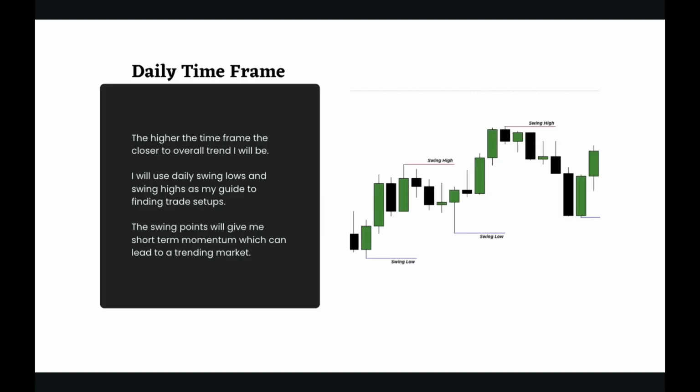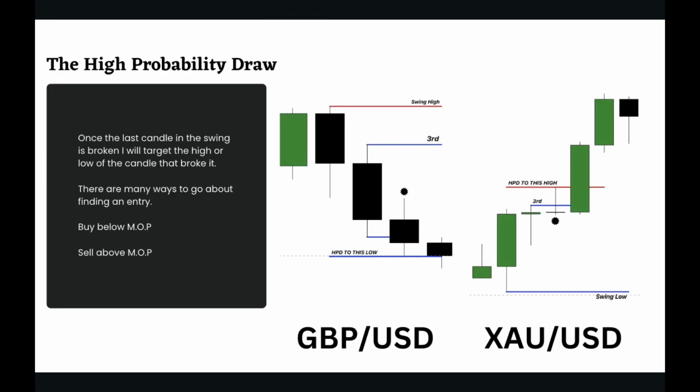I'll be focused on the daily time frame. The higher the time frame, the closer to the overall trend I will be. I will use daily swing lows and swing highs as my guide to finding trade setups. The swing points will give me short-term momentum, which can lead to a trending market. The high probability draw is this that follows.